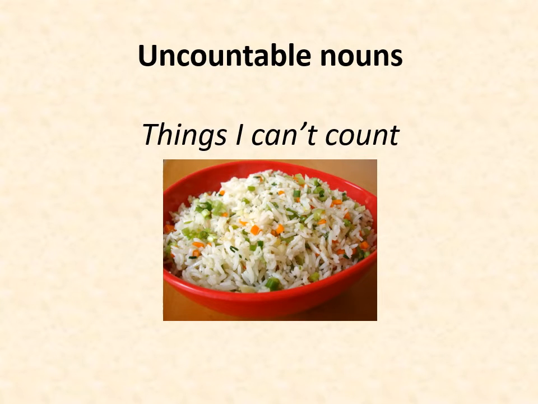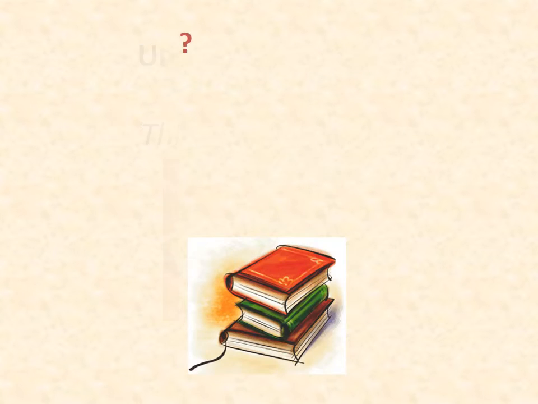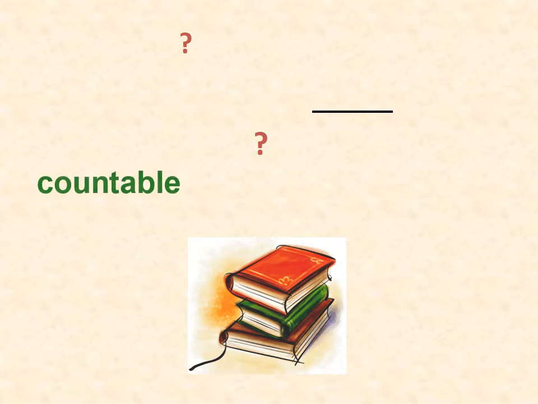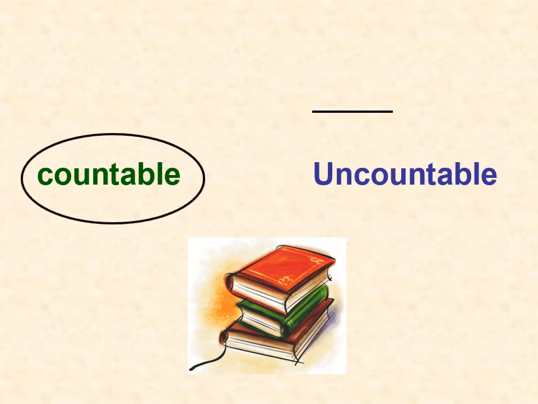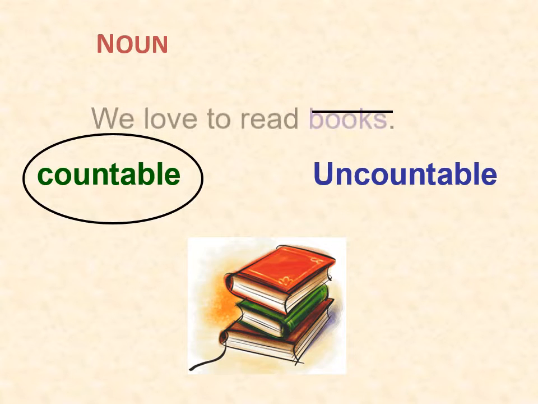What about the picture that you have? This one is uncountable nouns. Why are they uncountable nouns? Because they are things that I can't count. Can you count the rice in front of you? What about this picture? Is it countable or uncountable? What do you think? It's countable.